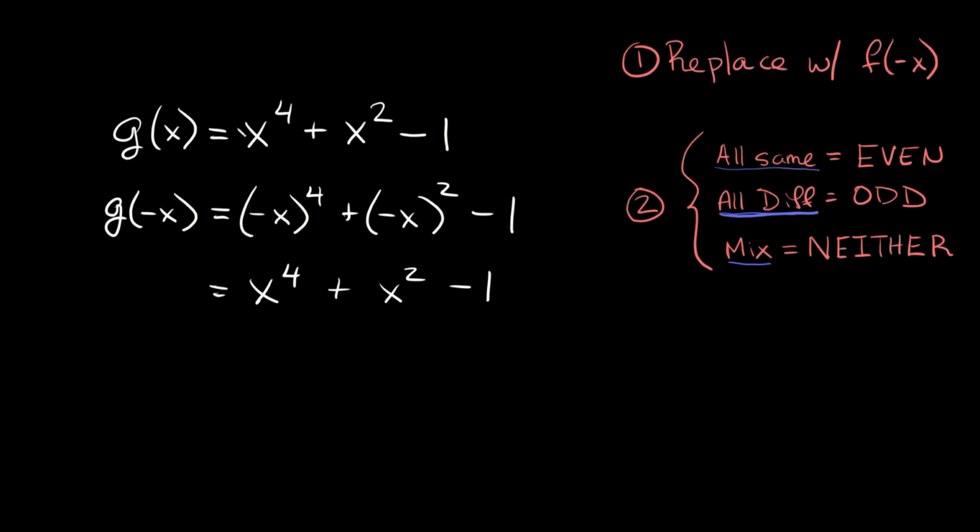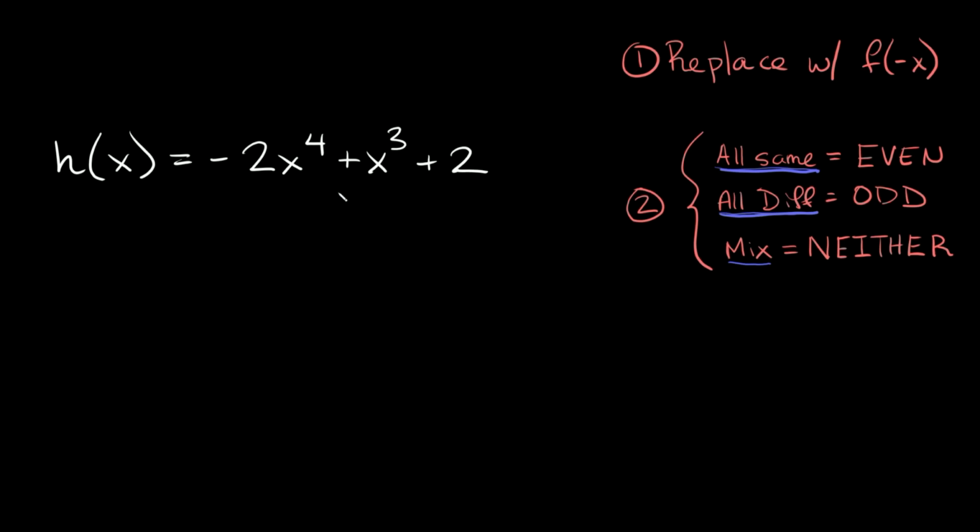Now let's look at how our signs changed. So originally we started positive, positive, negative, and we ended up positive, positive, negative, right? So the signs did not change whatsoever. They're still all the same. So when all your signs are still the same, that means you have an even function, right? So this function up here would be classified as even.